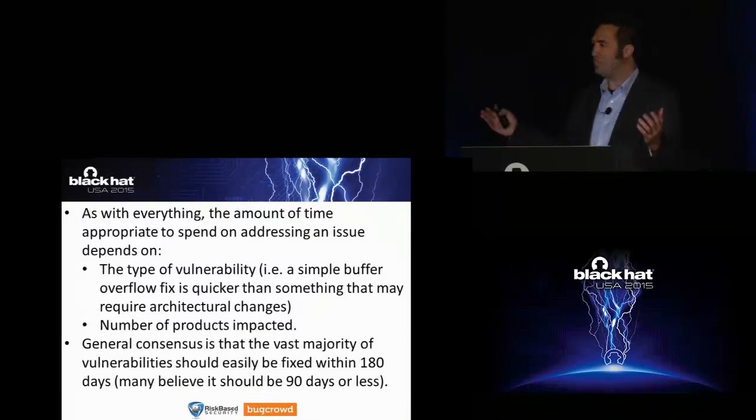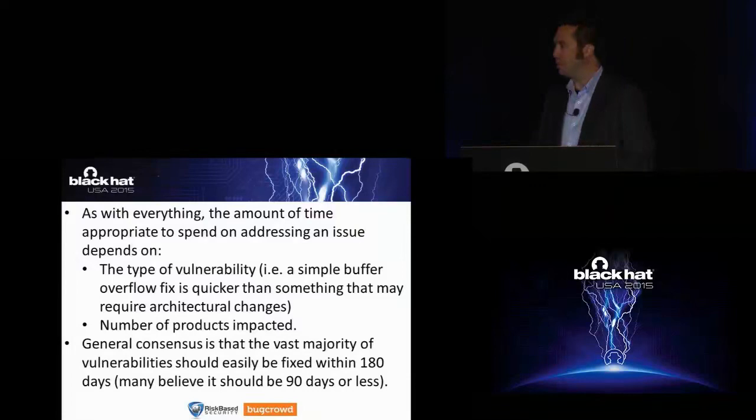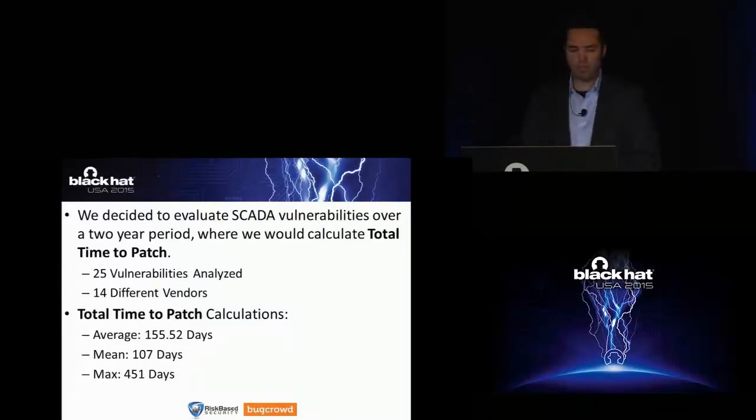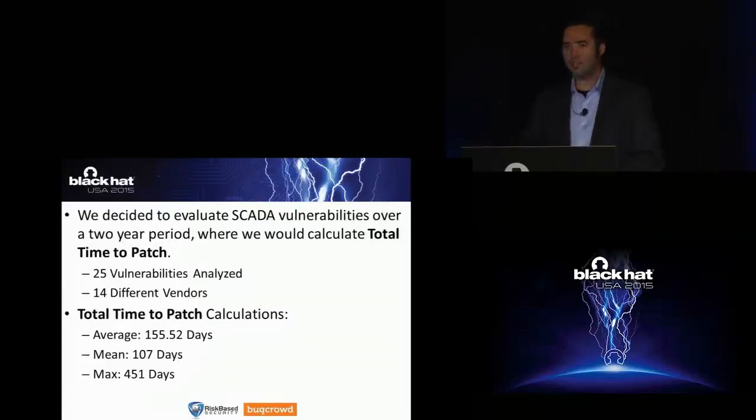And so with everything, we see that not all vulnerabilities are equal, and so it takes a different amount of time. But in general, we're seeing that people believe 180 days is probably reasonable, and many people believe it should be 90 or less. We did a quick calculation using about a 2-year period for some SCADA vulnerabilities. 25 vulnerabilities were analyzed from 14 different vendors. On average, the total time to patch was about 155 days, with the worst being the one that Carson discovered at 451.